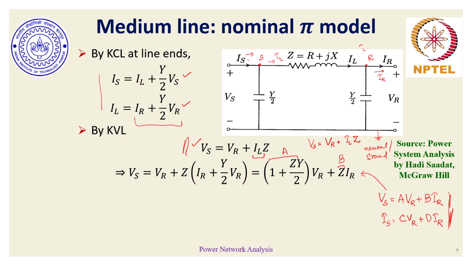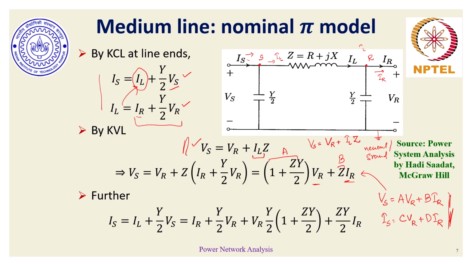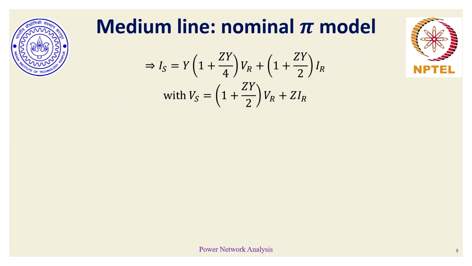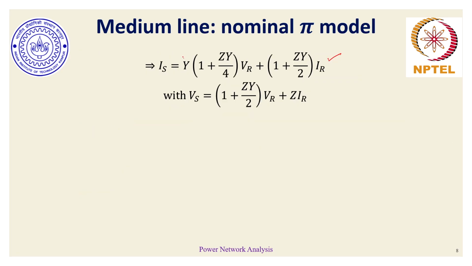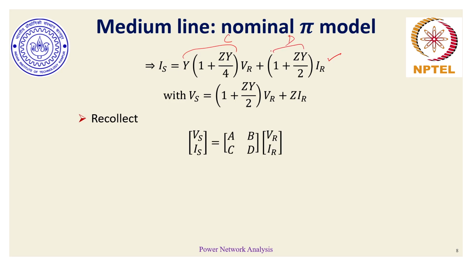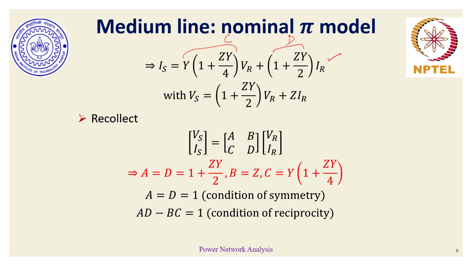Similarly, if we substitute IL is equal to IR plus VR by 2 in the first expression over here and present Vs also again in terms of VR and IR in this term, we would get Is as this larger term, which when simplified results in our second equation of ABCD parameters. If we compare this equation with the equation given over here, we have C as this term, whereas we have D as this term. And that's how the ABCD parameters can be evaluated.